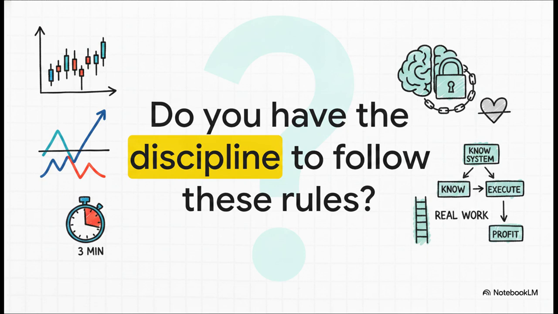So, there we have it. We've covered the framework, the buy setups, the sell setups, and those incredibly strict risk parameters. The 5 and 20 EMA scalping system is laid out clearly right in front of you. The rules are undeniably simple, but I'm going to leave you with this provocative thought. Do you actually have the discipline to follow them?